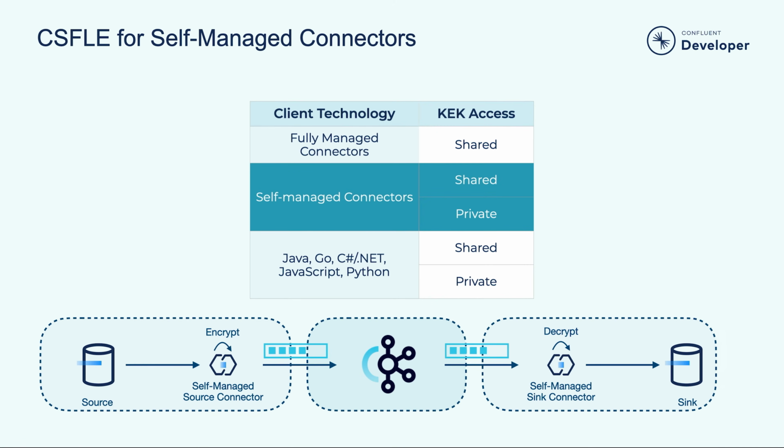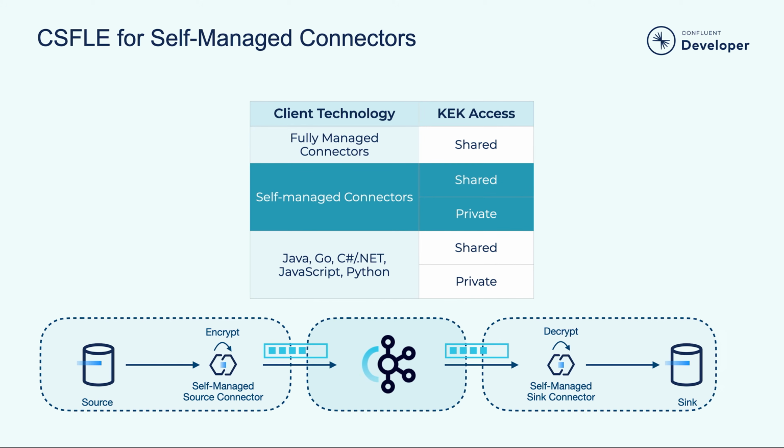An alternative to fully managed connectors running on Confluent Cloud is a wide variety of self-managed connectors. Self-managed connectors, as their name suggests, are hosted, scaled, and upgraded by you. There are two capabilities that make self-managed connectors especially powerful. First, you have the option to decide whether you want to give your Confluent Platform environment access to your key encryption key or not. The CSFLE encryption and decryption flow is slightly different in the two scenarios. We'll review them in a moment.